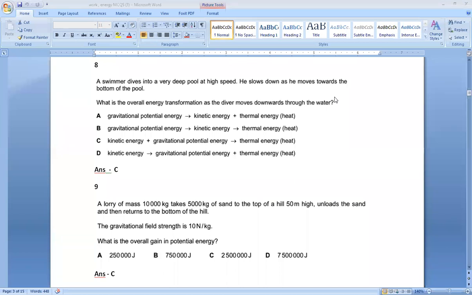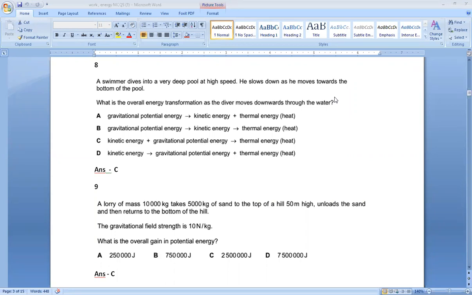So when he enters the water, he possesses both kinetic and potential energy, because he is at a certain height from the bottom of the pool, and he has a high speed as well. Because of speed, motion, he has kinetic energy, and because of height from the bottom of the pool, he has potential energy.